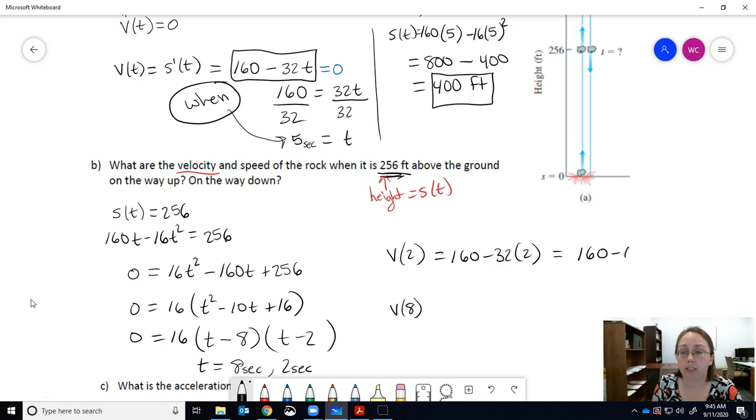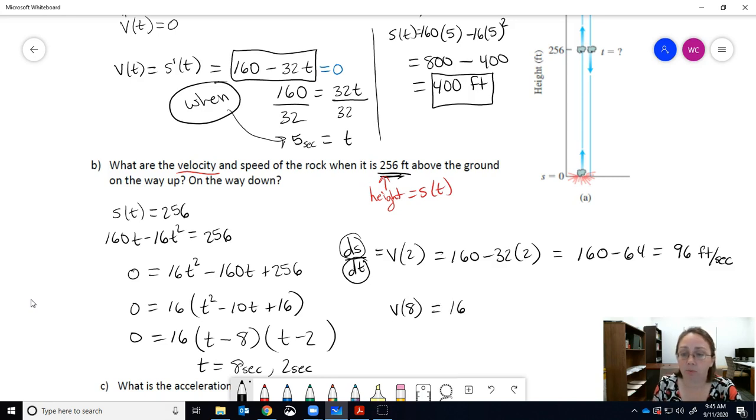160 minus 64, or 96, and this is velocity. What are the units for velocity? We're doing feet per second. If you forget, remember velocity is the change in position over the change in time. So you just use the position units divided by the time units, feet per second.